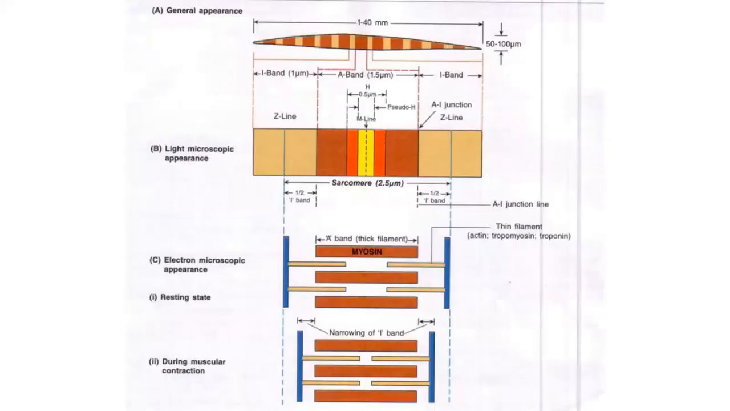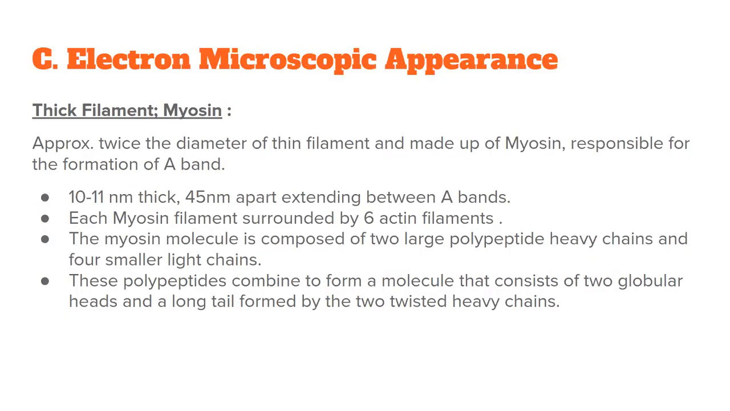Now, coming to look at this in a little bit of detail, the electron microscopic appearance. We'll be looking at just the bands, just the contractile components of these bands. In the thick filament, otherwise called your A band, you have your myosin. This is twice the diameter of the thin filament and is made up of myosin. It is 10 to 11 nanometer thick and 45 nanometer apart, extending between A bands.